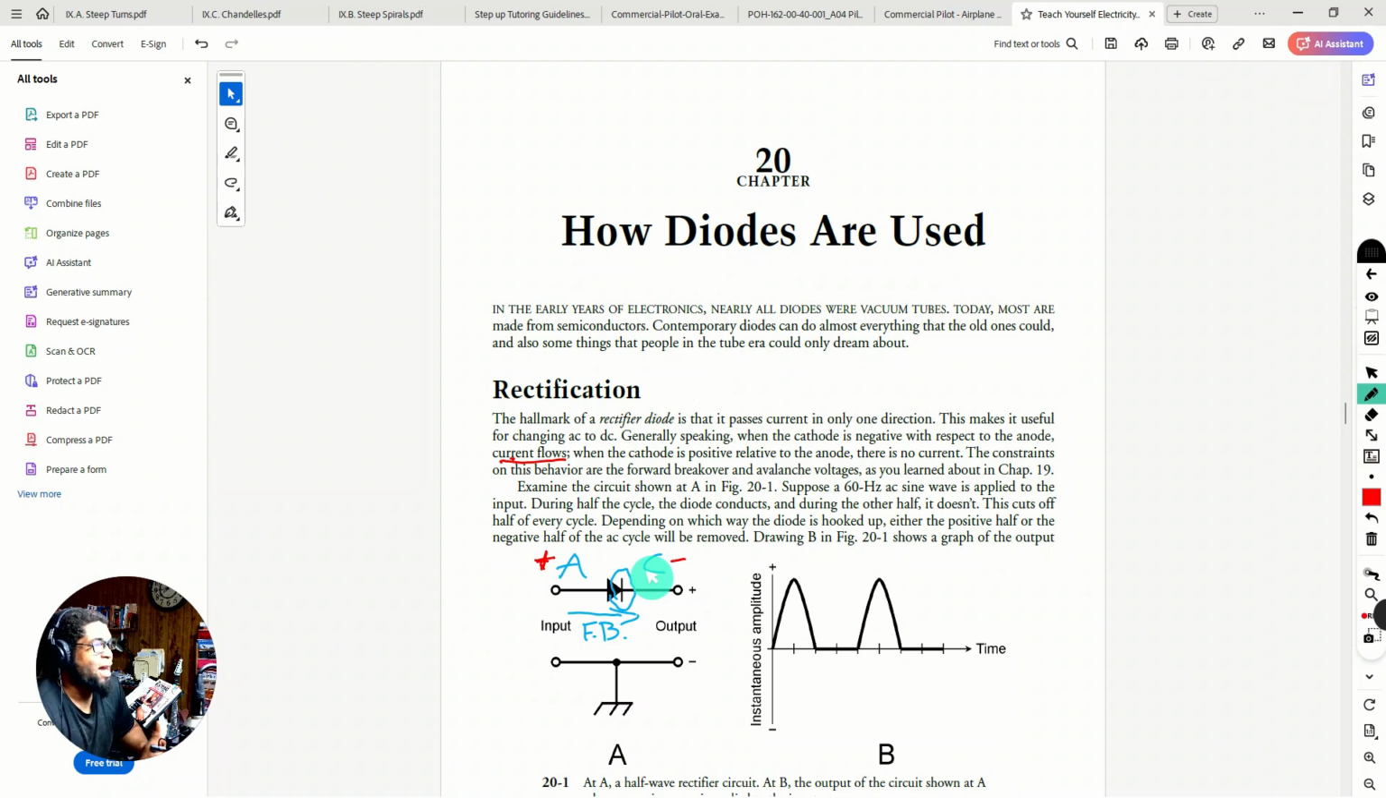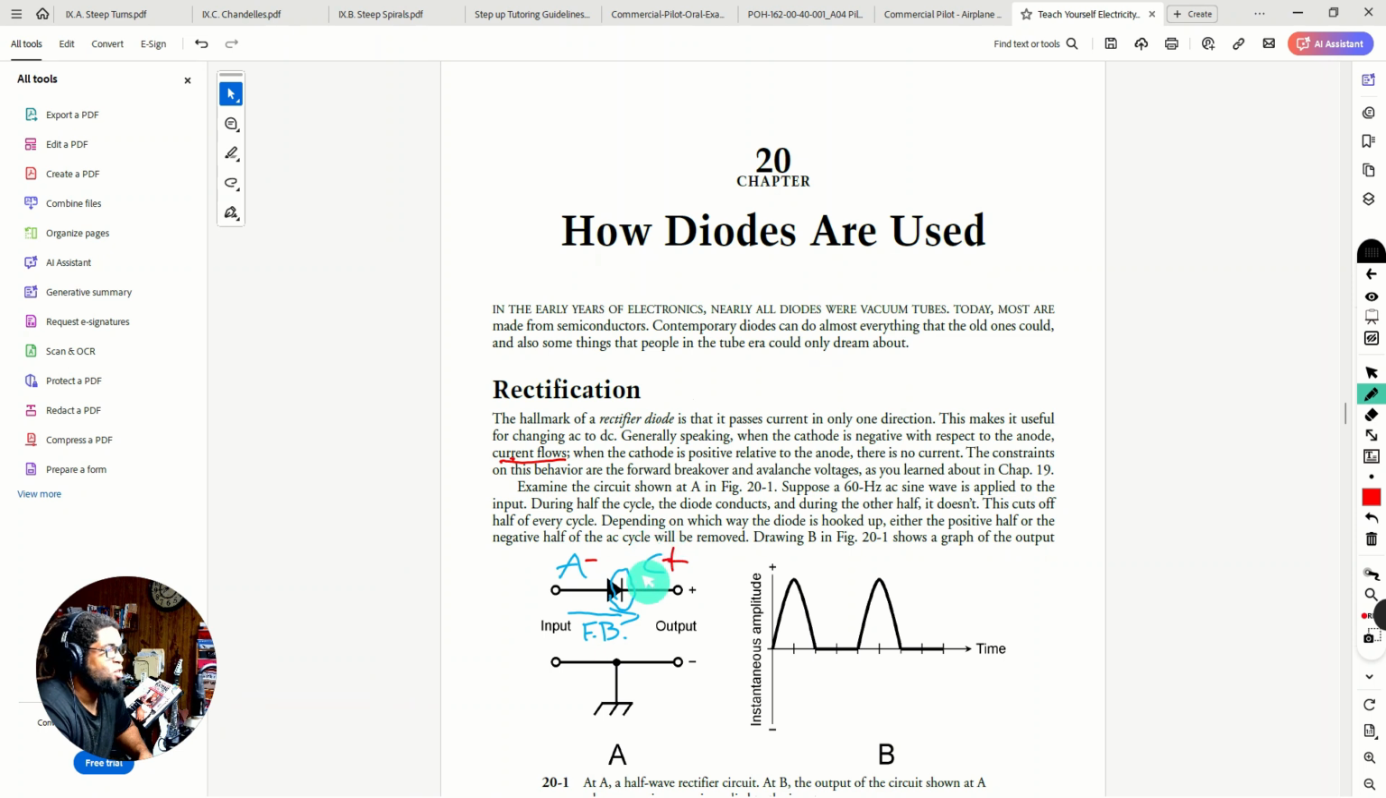Now again, as he says, when the cathode is positive relative to the anode, so that means when there's more voltage on the cathode side, so if this was more positive, leaving the anode to be more negative, then current would not flow, and that's where we get our blocking feature.